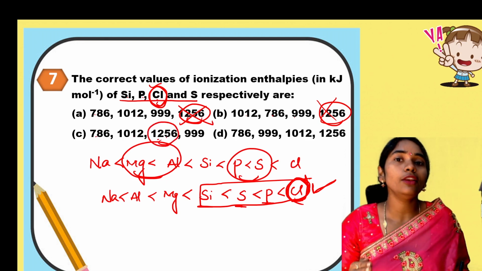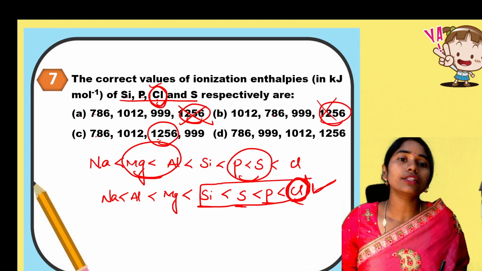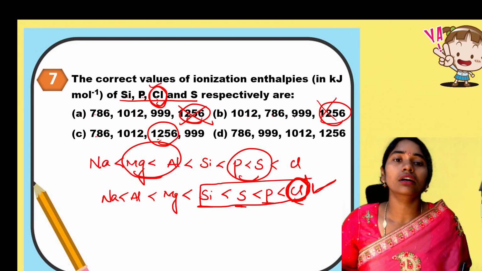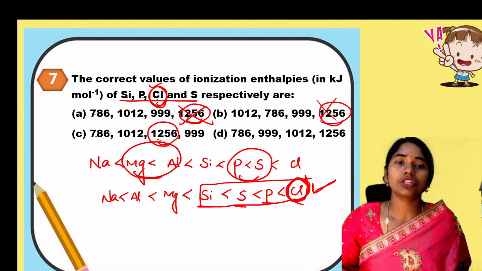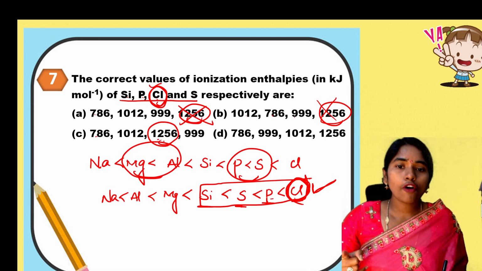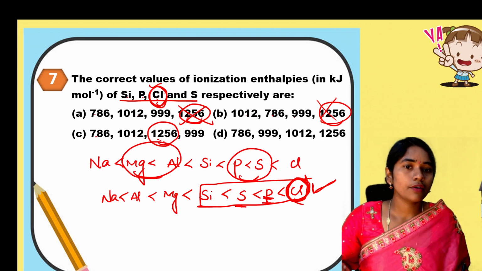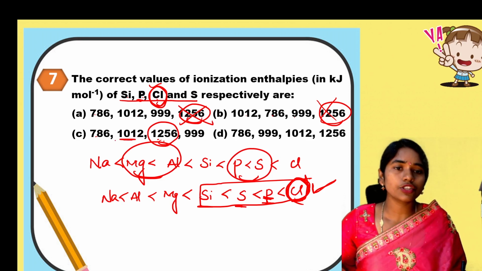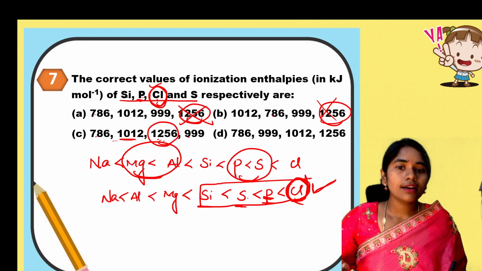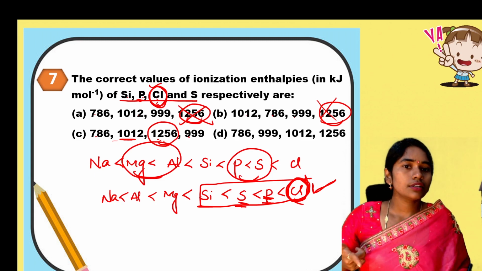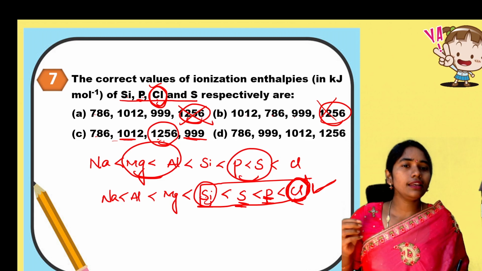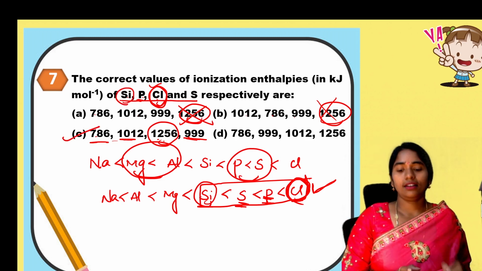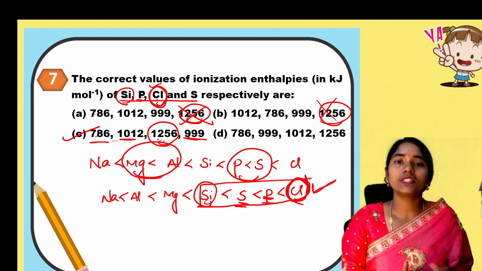Because chlorine has the highest value as per the trend given here. Chlorine is in third position, correct. And the phosphorus value is second highest. Phosphorus is in which position? Second position. Yes, correct. This is the second highest of all these 4. And sulfur is the third highest. Sulfur is the last element. Yes, third highest. And silicon is the least value. Yes, this is the least value. Option C is the correct answer.